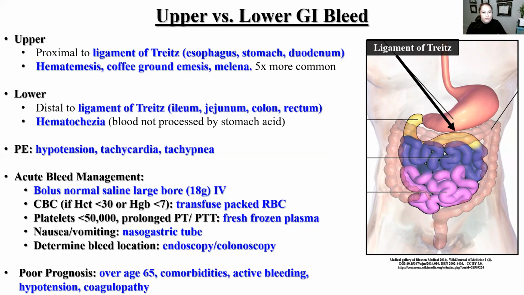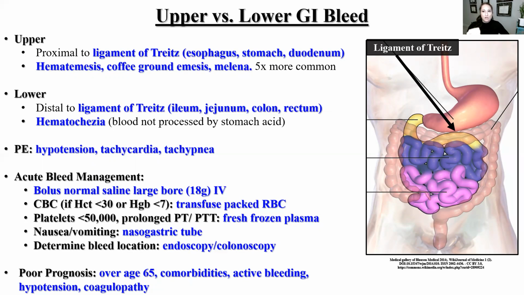The presentation for an upper GI bleed is going to be hematemesis, bright red blood that they're vomiting. They could also have coffee ground emesis. That means that the blood has come down through the upper GI system. It's been processed by the stomach acid, which kind of turns it into this black coffee grounds looking appearance. Or you may have melena. Melena is dark red stools.